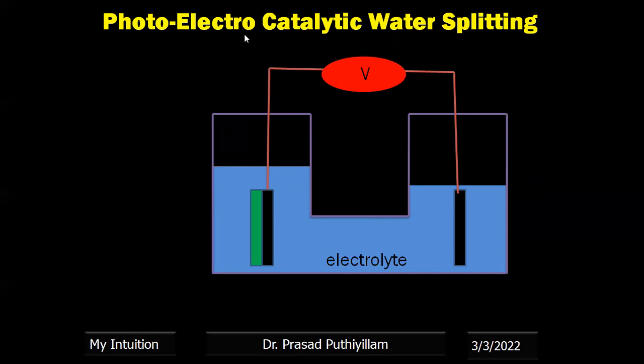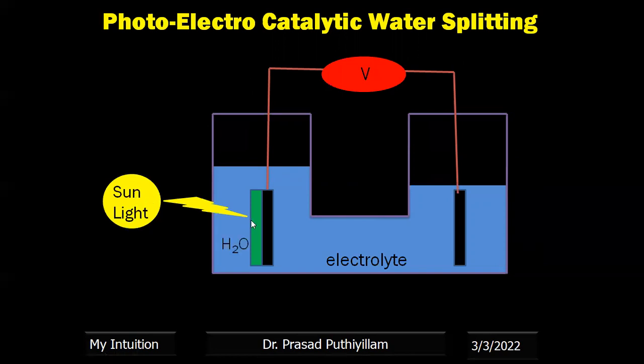Now why is it called photoelectrocatalytic water splitting? Here photon is there, sunlight is there, and the electrons which are produced are used in an anode cathode concept called as electrolytic cell. Okay, therefore both concepts are present together. Therefore we call it photoelectrocatalytic water splitting.